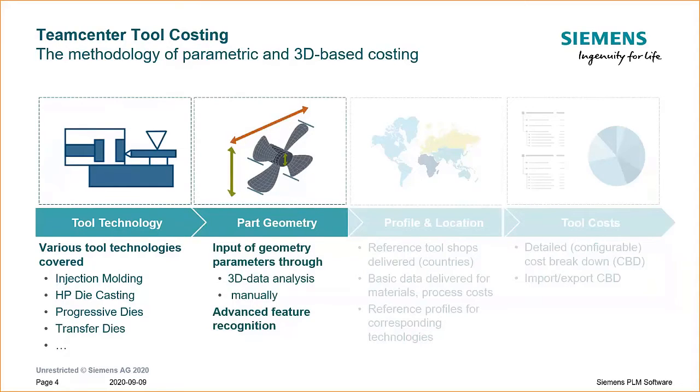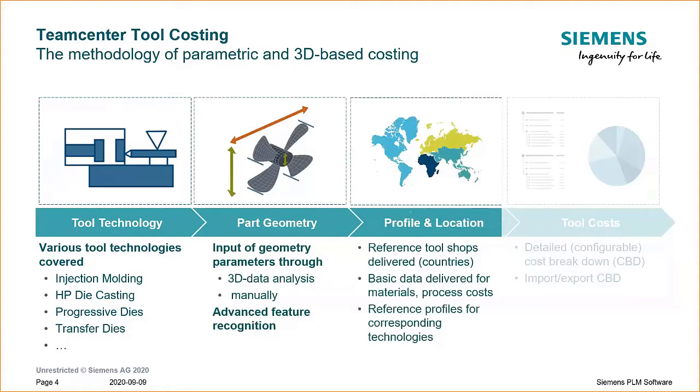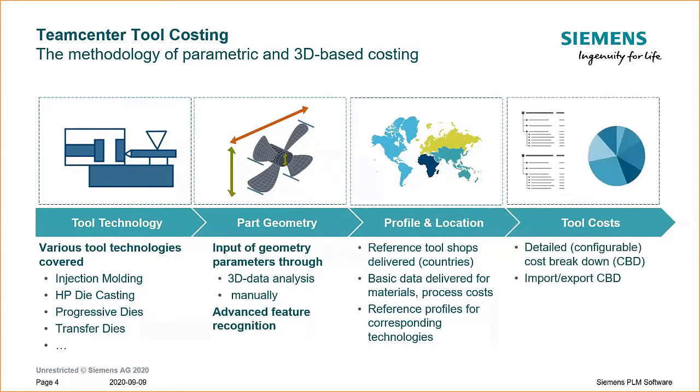The selection of profile and location allows the consideration of pre-configured information, such as specification, manufacturing technology, and hourly rates. This information can be configured by the user, but also preloaded profiles and locations are provided by Siemens. The result is a tool cost calculation in a degree of detail that allows flexible generation of cost breakdowns meeting industry standards.